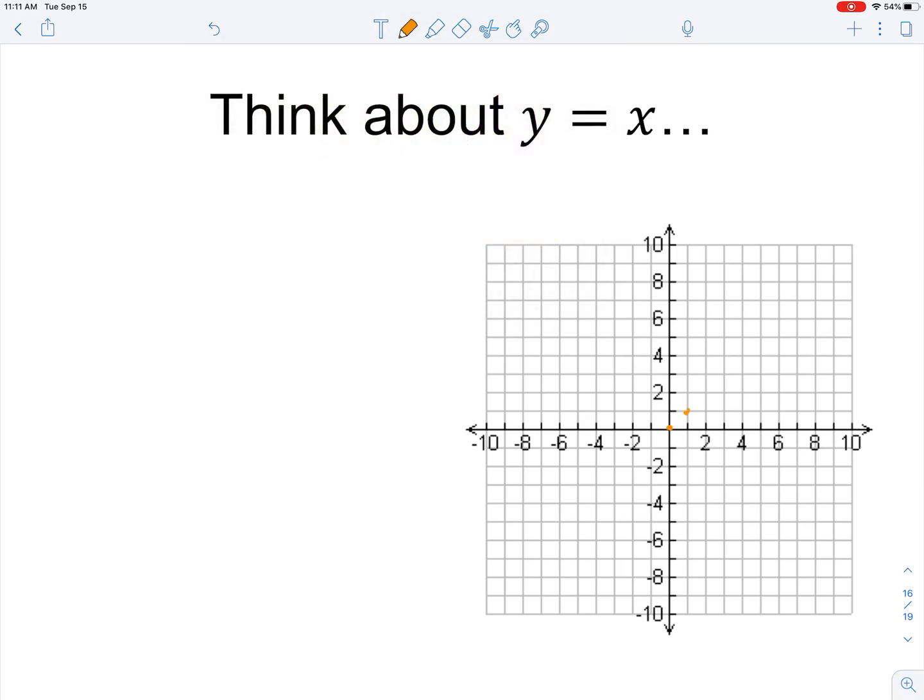Again, y equals x. I should have copied and pasted. Here, I'll just draw this quickly.